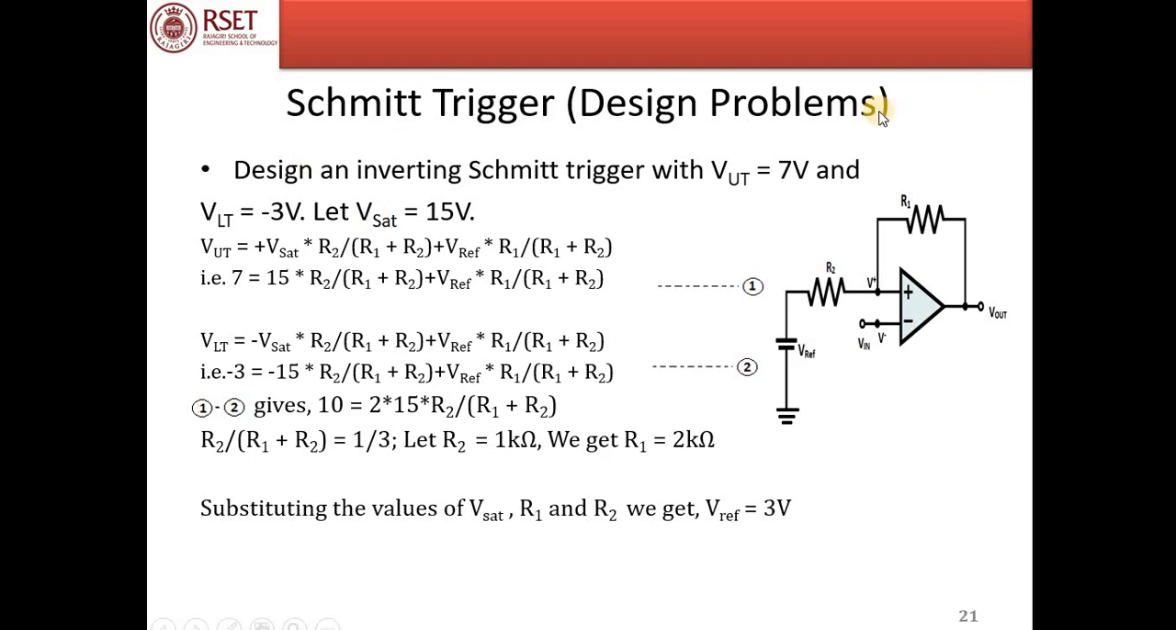So, for designing a Schmitt trigger with different values of upper threshold and lower threshold voltage, we need to give a V reference, and this is how we write the equation for upper threshold voltage and lower threshold voltage and find out R1, R2 and V reference. So till now we discussed an inverting Schmitt trigger. We designed two Schmitt trigger circuits with same value for upper threshold and lower threshold voltage as well as different values for upper threshold and lower threshold voltage.